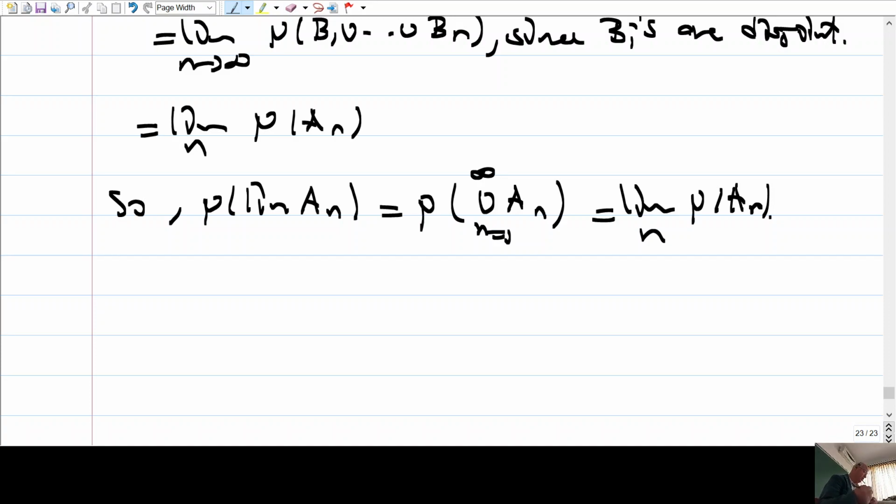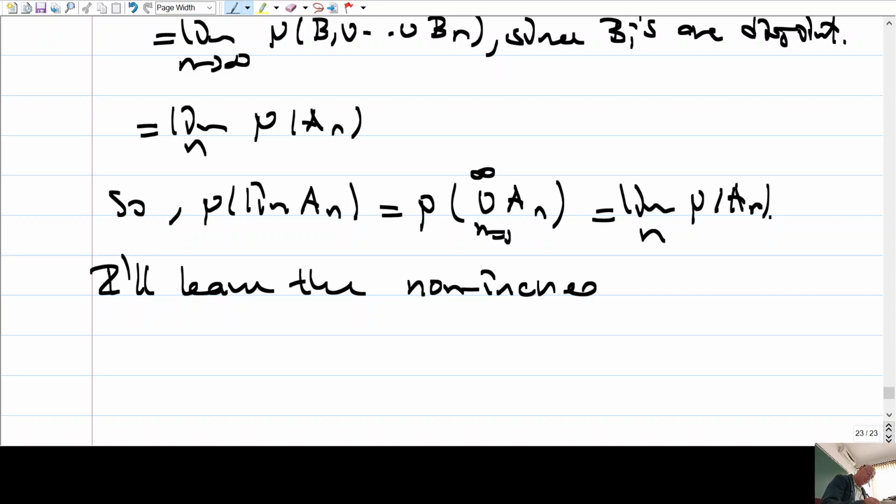What about decreasing sequences, non-increasing sequences? There you have to take complements. Okay, I'll leave the non-increasing case as an exercise.